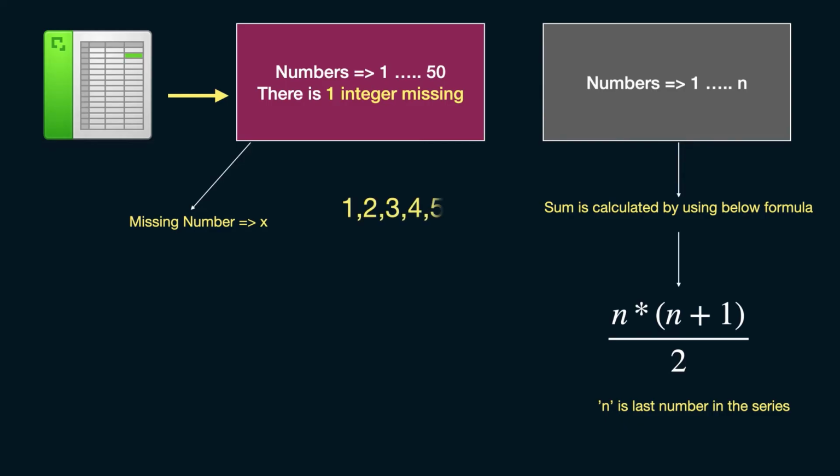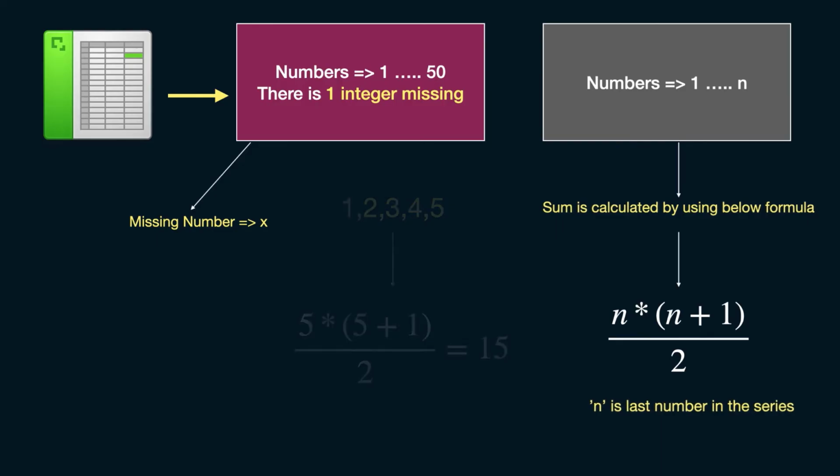Let's consider a series with 5 numbers: 1, 2, 3, 4, 5. We can use the equation to find the sum of these numbers. Here the last number in the series is 5, hence n is 5. Hence this will result in 5 times 5 plus 1 over 2, which is equal to 15.